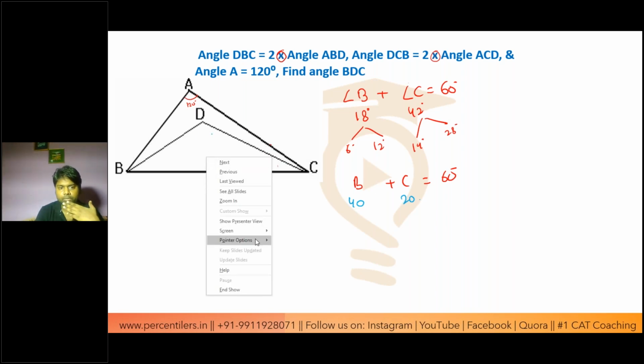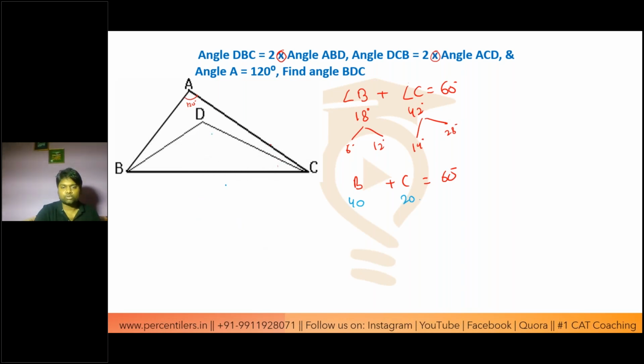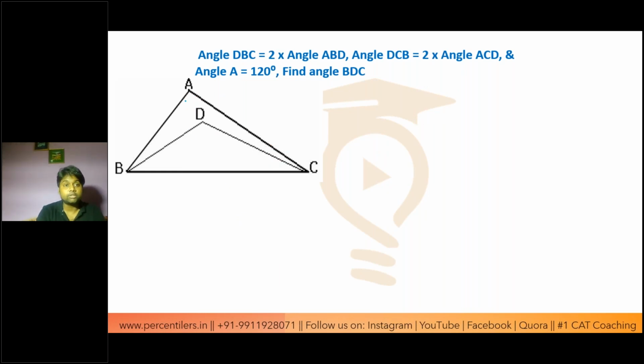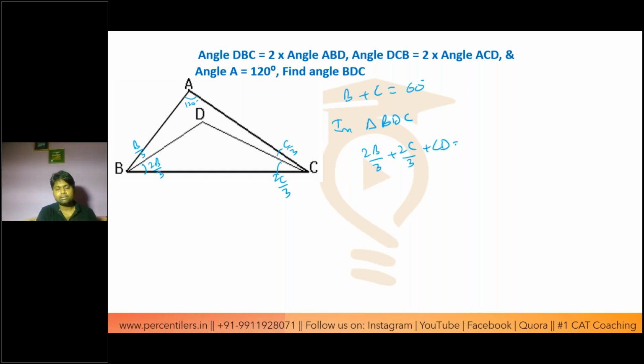हाँ साहिल, सही कह रहे हो, ऐसा ही है. तो अभी देखिए, अगर मैं इस क्वेश्चन को algebraically करूं, so this is 120, so angle B plus angle C is 60. Now this is B by 3, this is 2B by 3, this is C by 3, this is 2C by 3. Okay, so in triangle BDC, 2B by 3 plus 2C by 3 plus angle D is 180 degrees.